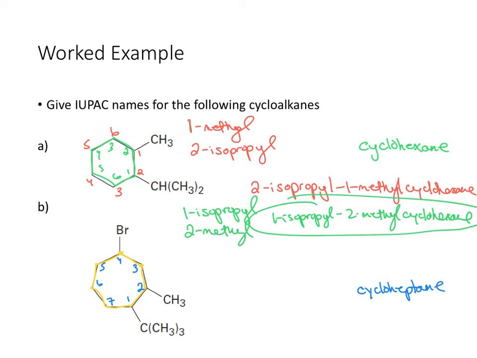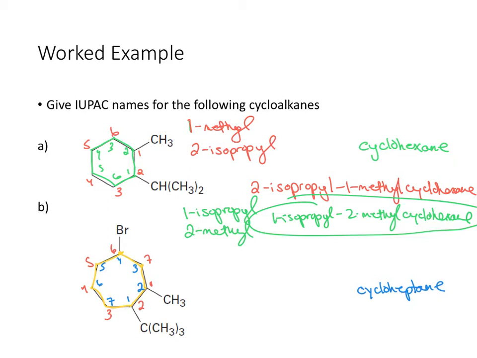If I numbered this way, 1, 2, 3, 4, 5, 6, 7, then I get the numbers 1, 2, and 6 for the substituents versus 1, 2, and 4. So that's not as good.